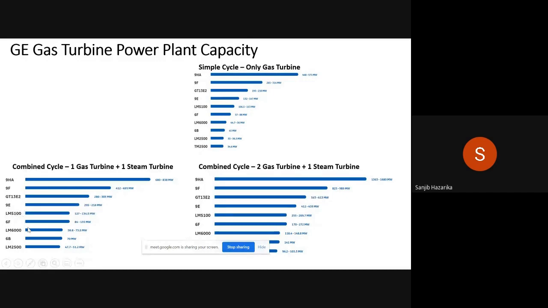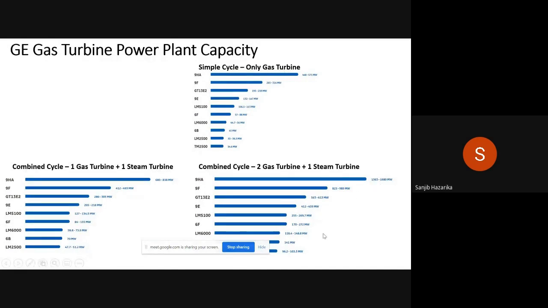These LMS are aeroderivative gas turbines. Basically, the principle of a gas turbine and an aircraft engine, a jet engine, are similar. So some of these gas turbines are designed using the technology or the core from an aircraft engine. So these are called aeroderivative gas turbines. And if we consider a combined cycle plant with two gas turbines and one steam turbine, the maximum capacity can go as high as 1680 megawatts. This is quite a lot of electricity generation from a gas turbine. This is maybe sufficient for not a very big, but a major city.